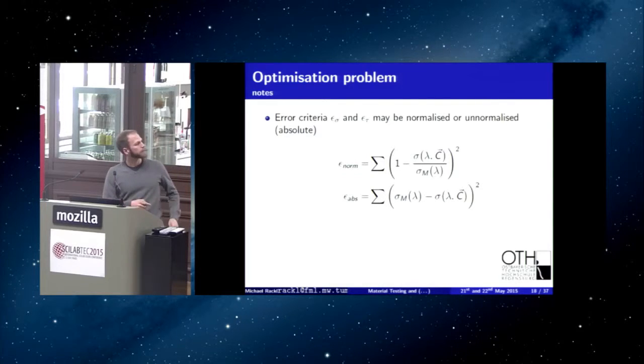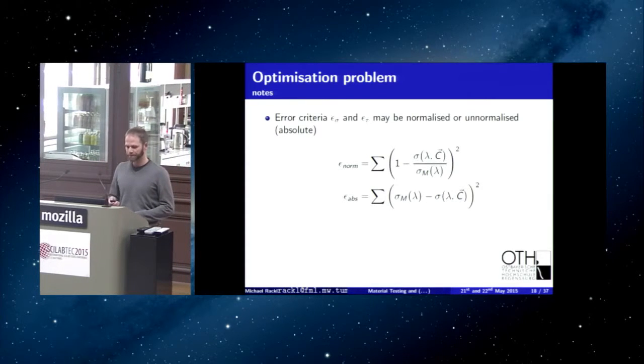Now, just quickly saying, there is a normalized error and there is an absolute error. Of course, the normalized error gives you a better curve fitting, as I would say, in most cases. But just to let you know, because it's going to say normalized and absolute on some of the later slides, that we use two different criteria.